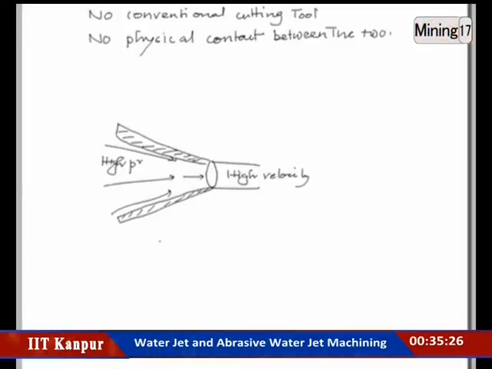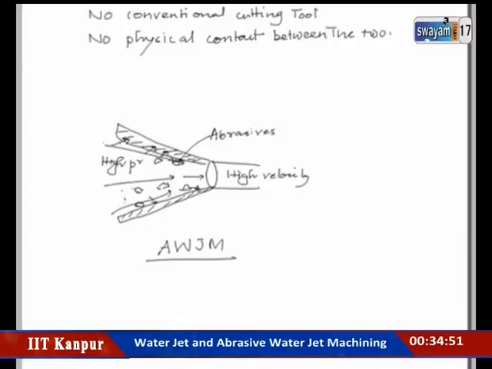Also, if this is AWJM, abrasive water jet machining, then in addition to water there will be abrasive particles mixed in, and these jet walls are the materials which will have to withstand the pressure of this fluid as well as the impact of these abrasive particles. So, these are abrasives.